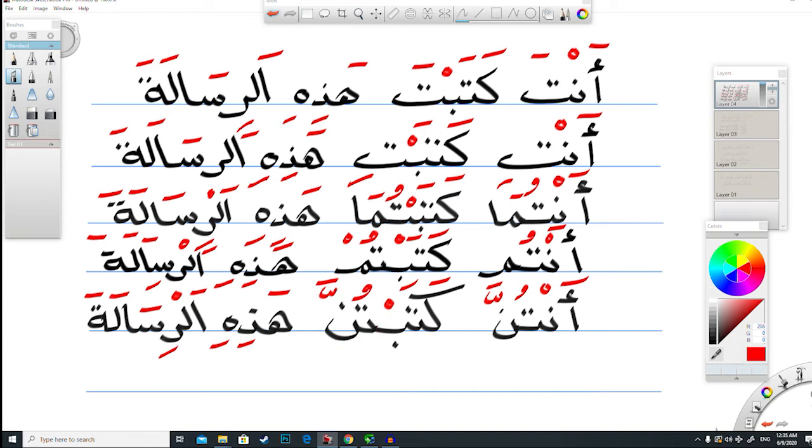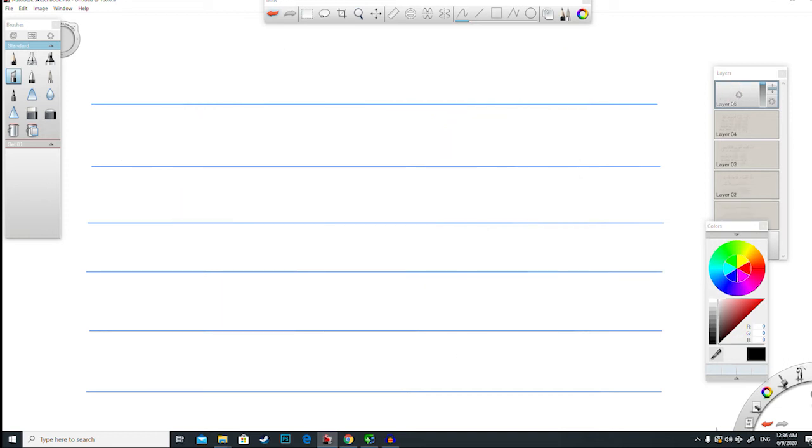Okay, now let's move to the future form for the second person. As we mentioned before, we add sa or sawfa to the root to make the future tense. And we can change some letters, change the diacritics and add some letters for different variations of this verb. The first example is for the singular masculine. I'm going to use the verb fahima, and this is the root, which means "understood."